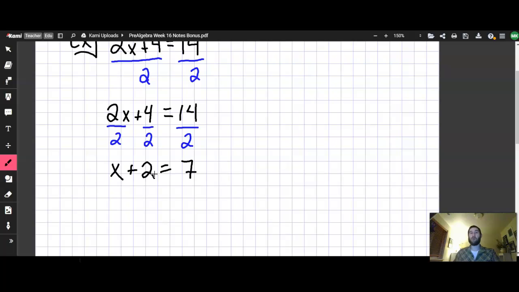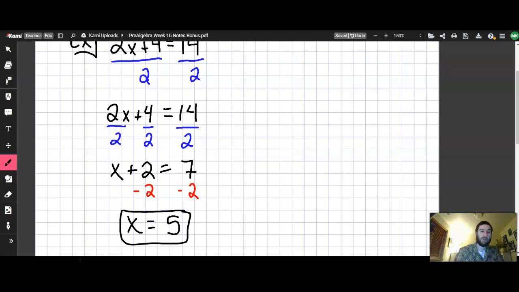So next, we're going to take care of our addition and subtraction. So we're going to subtract by the 2 first on both sides. So our value of x is 5, just like we got before. Because all the steps were the same, done in a different order.